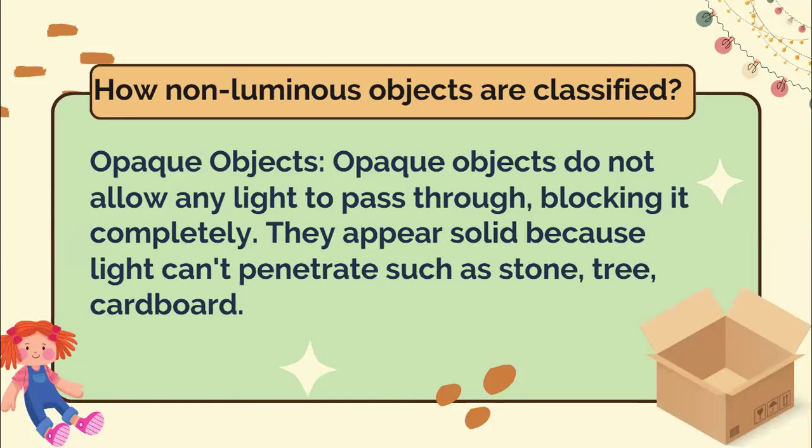Opaque objects. Opaque objects don't allow any light to pass through. They block it completely. They appear solid because light can't pass through them, right? Like stone or tree or cardboard.